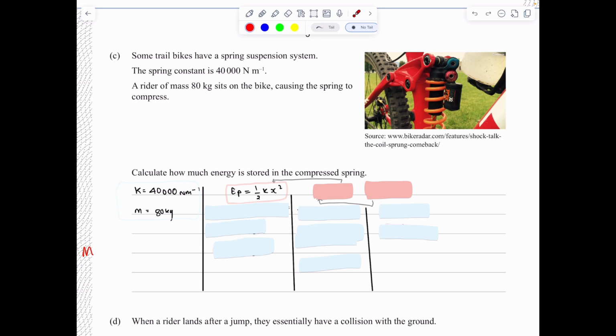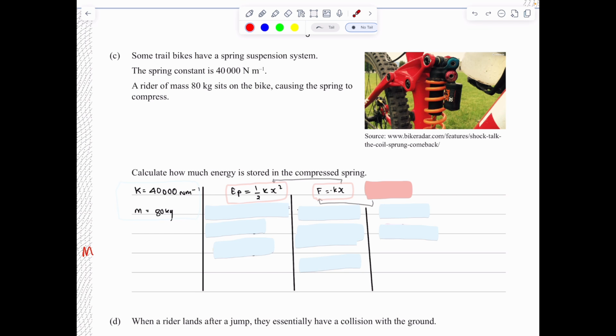Look at your formula sheet. It's this equation over here. So by figuring out what X is, then I can plug it into here and then work out what EP is. But I can't work out X because I actually don't have a force. I've got the K, but no force. So I'm going to have to work out force using another equation. What could that equation be?